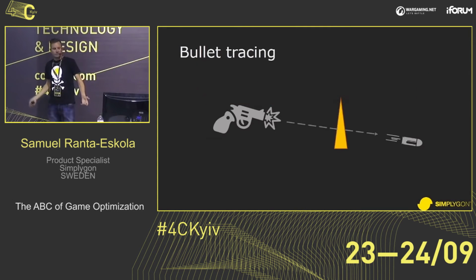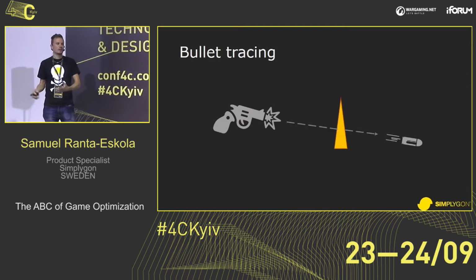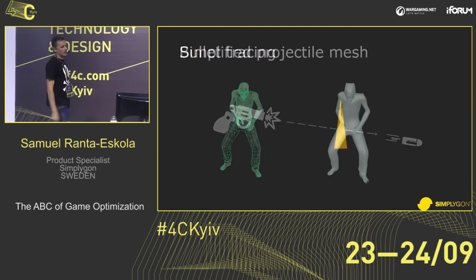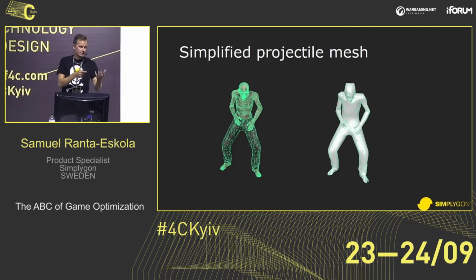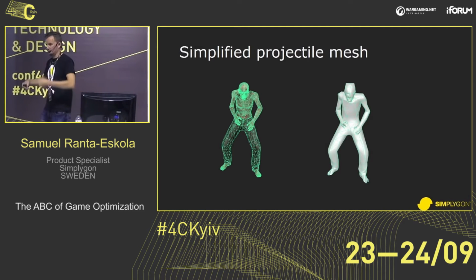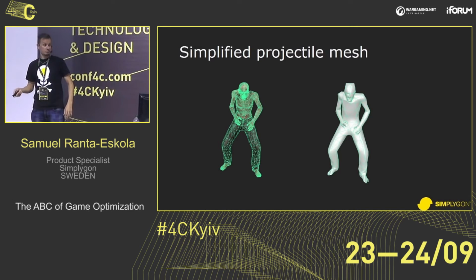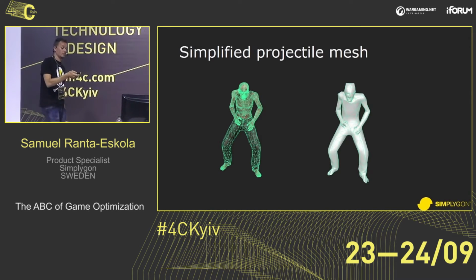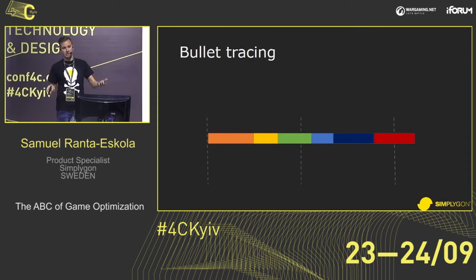The obvious thing is bullet tracing. If we have 100 zombies there and 4 players and a lot of weapons, bullet tracing is probably going to eat a lot of time. And if we have high-res meshes for our zombies and calculate our hits on them with that, it's going to eat a lot of time. So we can make a simplified version of the mesh to calculate bullet tracing against. That would probably save us quite a lot of time in this kind of situation. So we saved a little bit there.